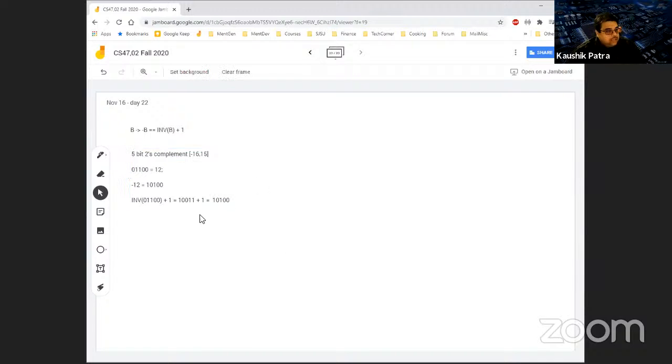Now see here, this pattern is this pattern, right? So practically we pick up this pattern, invert it, and add 1 on top of that to derive its negative number. This one represents minus 12, and this one represents plus 12 in 2's complement form. Now, if you do the reverse translation, you will end up here.